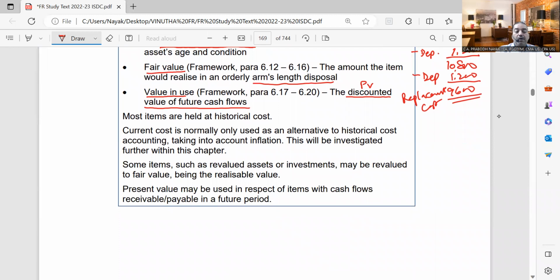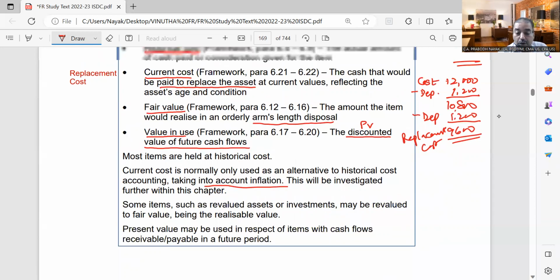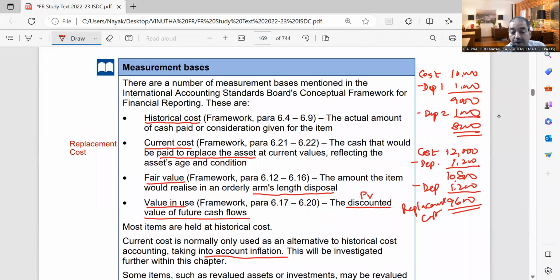Current cost is normally used only as an alternative to historical cost, taking into account inflation. This will be investigated further within this chapter. But I've told you this calculation simply. So my original cost of the asset was 10,000, but when I went to purchase it now, because of inflation, it was 12,000.